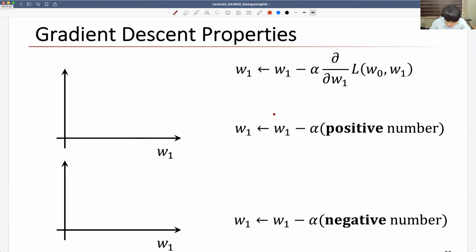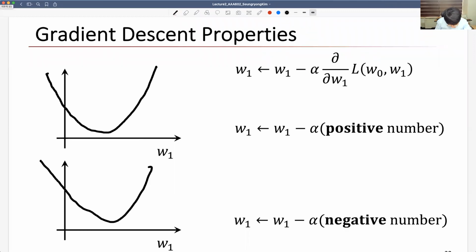Okay, so let's continue. There are a few kinds of properties of gradient descent. The first thing is the sign of the gradient. Let's think about this example. Let's say we have a loss function that looks like this. Then let's think about the sign of the gradient here. Okay, so let's say we are here, right?